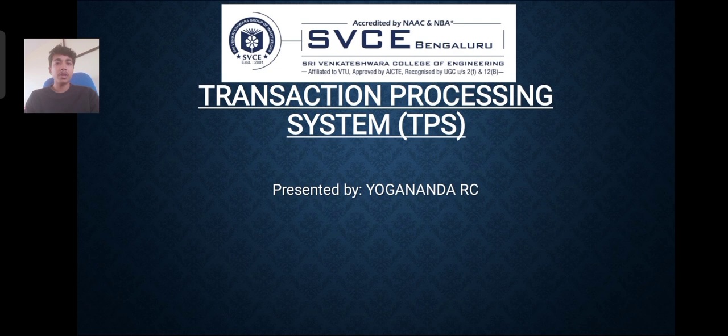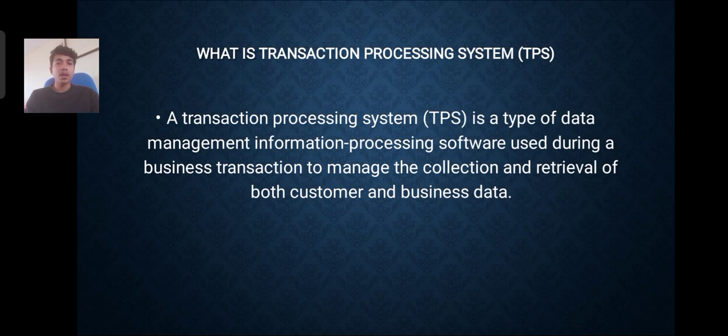So today my topic is Transaction Processing System. What is Transaction Processing System? A transaction processing system is a type of data management information processing software used during a business transaction to manage the collection and retrieval of both customer and business data.